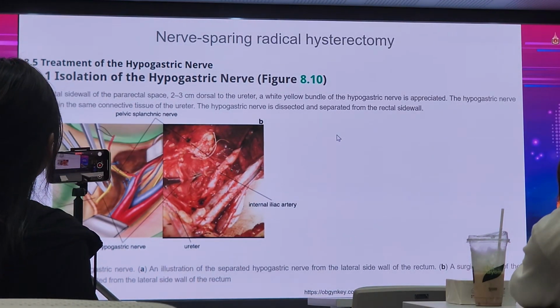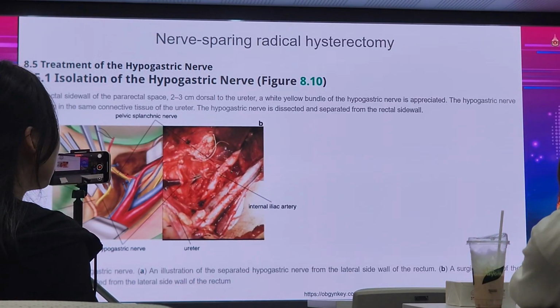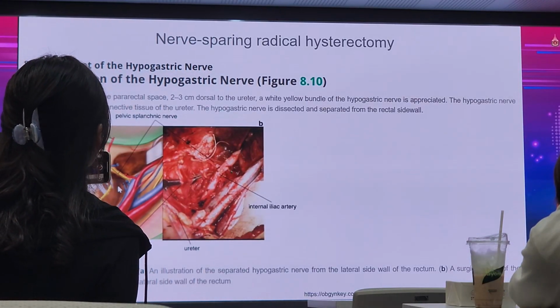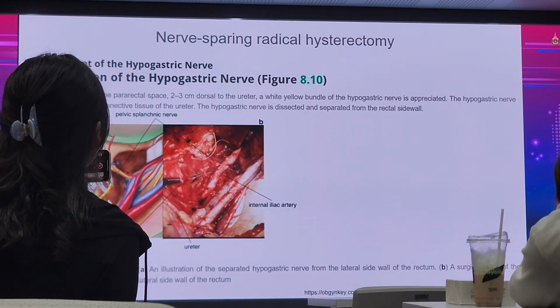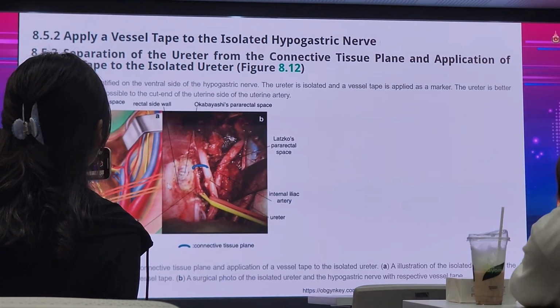I'm sorry, I didn't realize that there would be some urogyne here, so I just prepared mostly about gynecologic oncology, but this is just for your general knowledge, for those who are not involved in oncology. If you would like to preserve the hypogastric nerve, you have to isolate it here, in the same place as the ureter, and mobilize it away with the ureter over here.